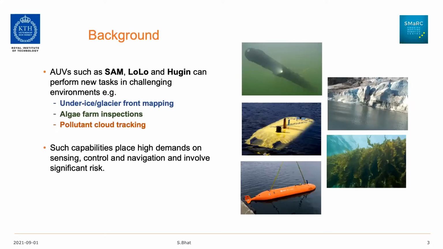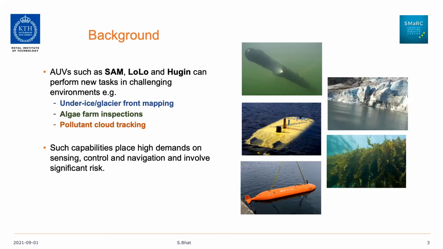So AUVs such as SAM, Lolo, and Hugin, which we are familiar with, can perform new tasks in challenging environments. We've been trying to make them perform these tasks. It doesn't always work, but that's our aim, right? For example, to do under ice mapping or in glacier fronts in really risky environments, or to do inspections in algae farms. We've been trying that last summer. Or pollutant cloud tracking, where maybe a swarm of AUVs is trying to track a big pollutant cloud.